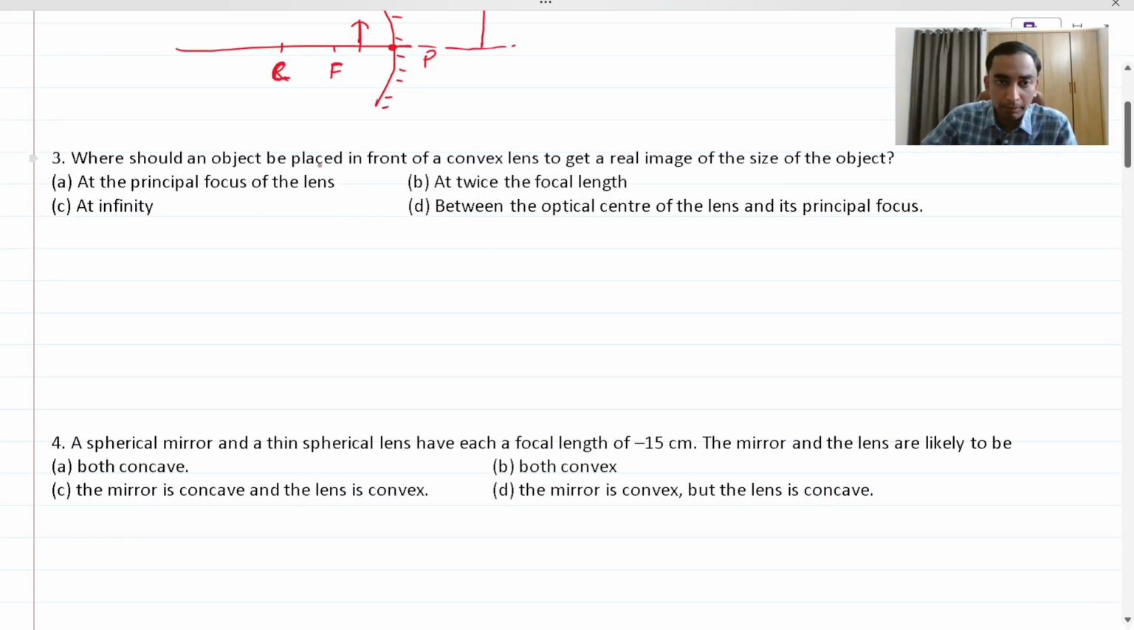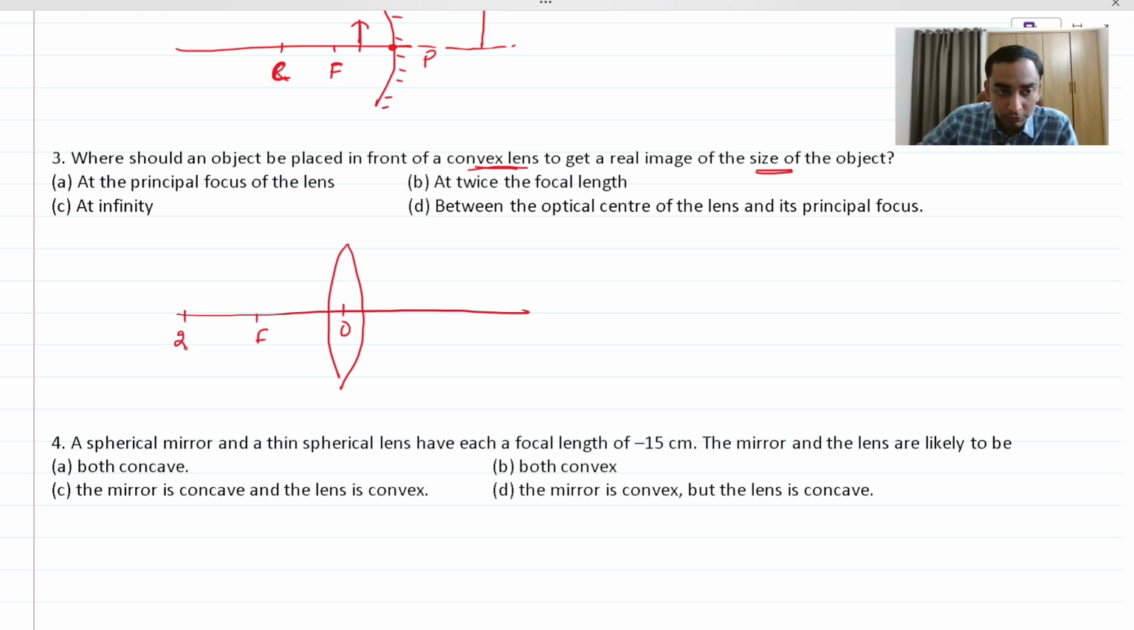Where should an object be placed in front of a lens to get a real image of the same size? Now that is only possible, guys, if you have a convex lens and you place the object exactly at 2f. So this is f, this is 2f, here again this is f, this is 2f. If you place the object at 2f, you will get the image of the same size on the other side of the lens at 2f. So here you can say that the magnification is -1. Magnification +1 is the case of a plane mirror.